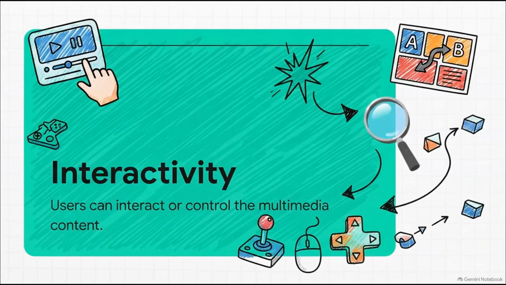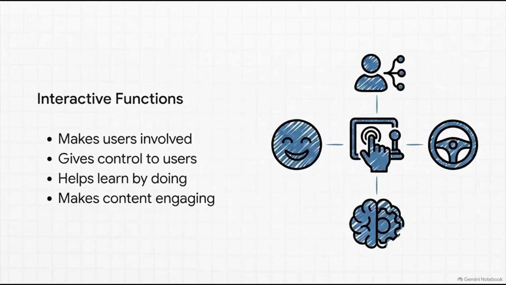Then we introduce the true game changer of modern digital life, interactivity. This simply means that you, the user, can actually interact with or control the multimedia content rather than just sitting back and passively watching it happen. By adding things like interactive maps, quizzes, or games, you completely shift the dynamic. You make users involved, turning them from passive viewers into active participants. It gives you control, like hitting play or pause. Ultimately, interactivity lets you learn by doing, which is hands down one of the most powerful ways to make content incredibly engaging.